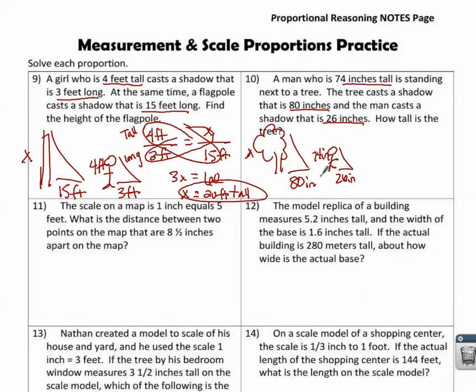So my first ratio is going to be with the picture that I know everything. So I know the height and the shadow of the man. So 74 inches over 26 inches, and that's height over length of shadow. So then the height of the tree is x, the length of the shadow is 80. I want to set up my equation, which is going to be 26x equals 5,920.